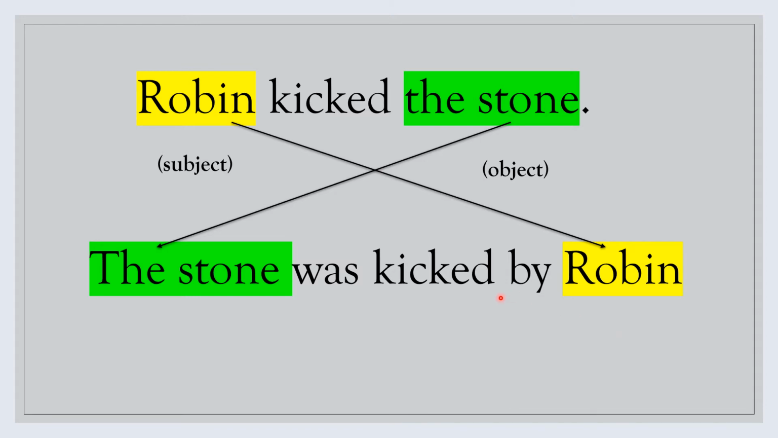And of course, you will use this word by. If you don't use it, obviously you know it, it'll be grammatically incorrect. So what's the trick? Swap the subject to the object's place and the object to the subject's place. That easy. You can thank me later. Let's move on to definition.